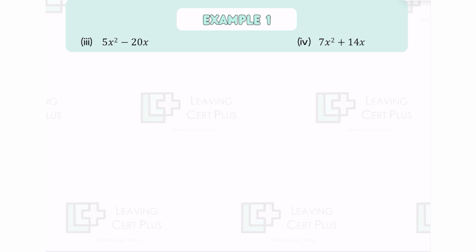So how do we do? The first thing we would have done is taken out our highest common factor. In our first question, it would have been 5x, and this would have left behind x minus 4. In our second example, it would have been 7x, and that would have left behind x plus 2.